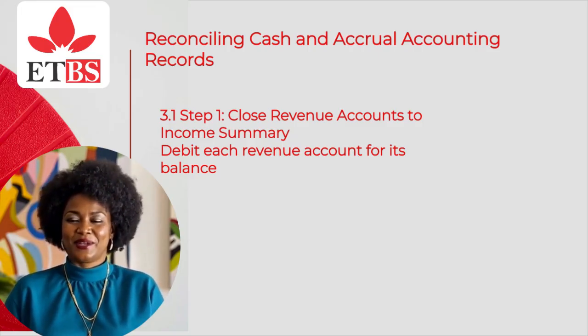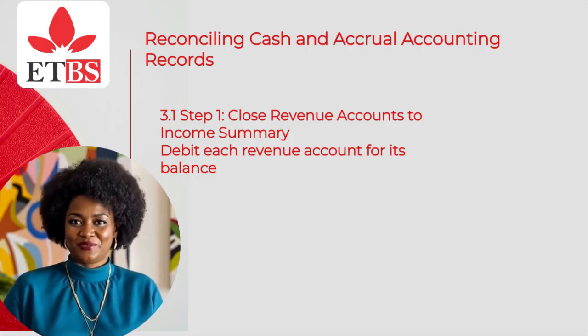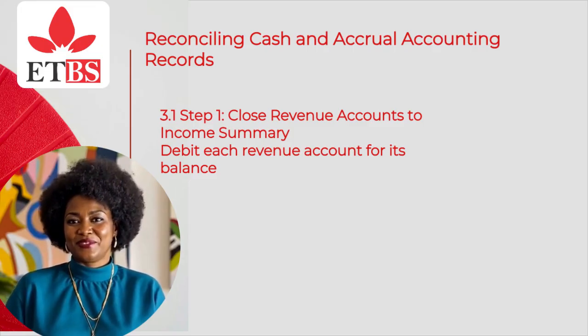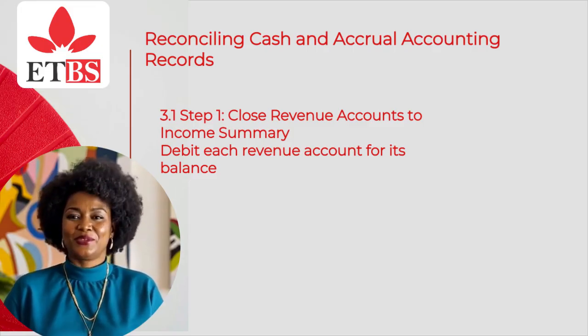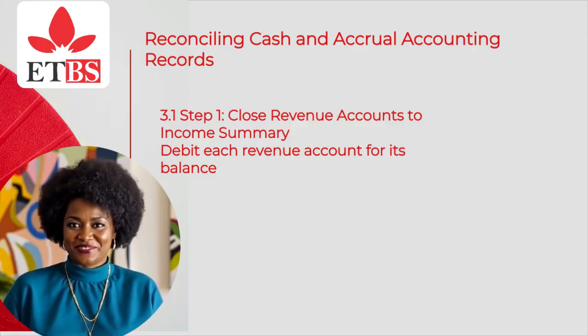9.3.2 Reconciliation process. Start with cash basis net income. Add accrued revenues and expenses not included in the cash basis. Subtract deferred revenues and prepaid expenses included in cash basis but not yet earned or incurred. Adjust for non-cash items like depreciation.